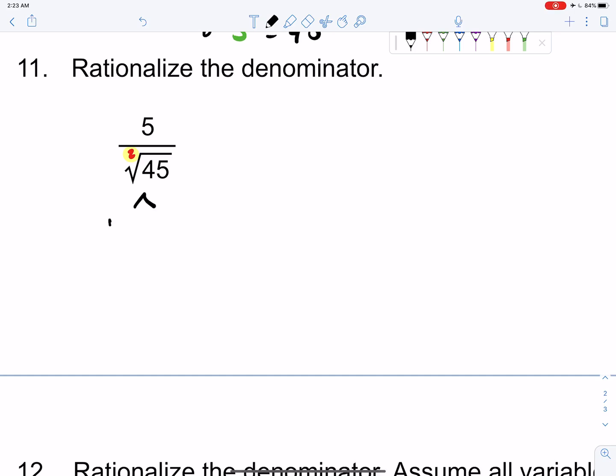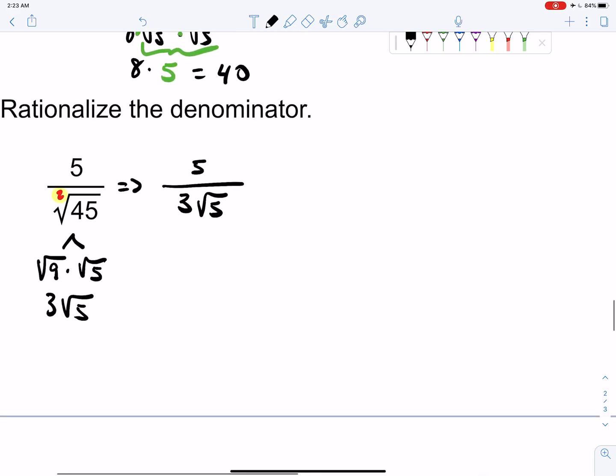And I see that the square root of 45 is the square root of 9 times the square root of 5, isn't it? And the square root of 9 is just 3. So the square root of 45 can be simplified down to 3 root 5. Now, the reason why I like that is because what do I need to do to rationalize, to get rid of the root 5? Well, I have one of them. I need 2. So let's multiply it by just root 5 over root 5. And so you see, I don't have to do as much simplifying in the end.